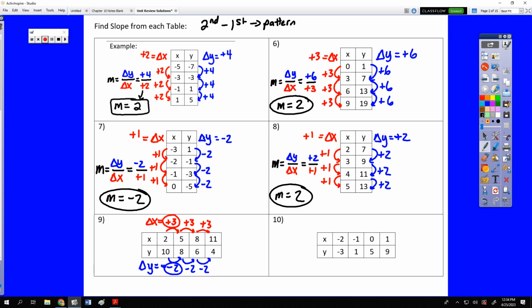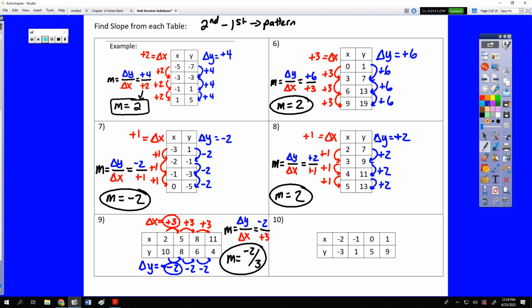Our slope is the change in y over the change in x. Our change in y is negative 2. Our change in x is positive 3. Those do not actually divide, so we're going to end up with a fractional slope here, negative 2/3.